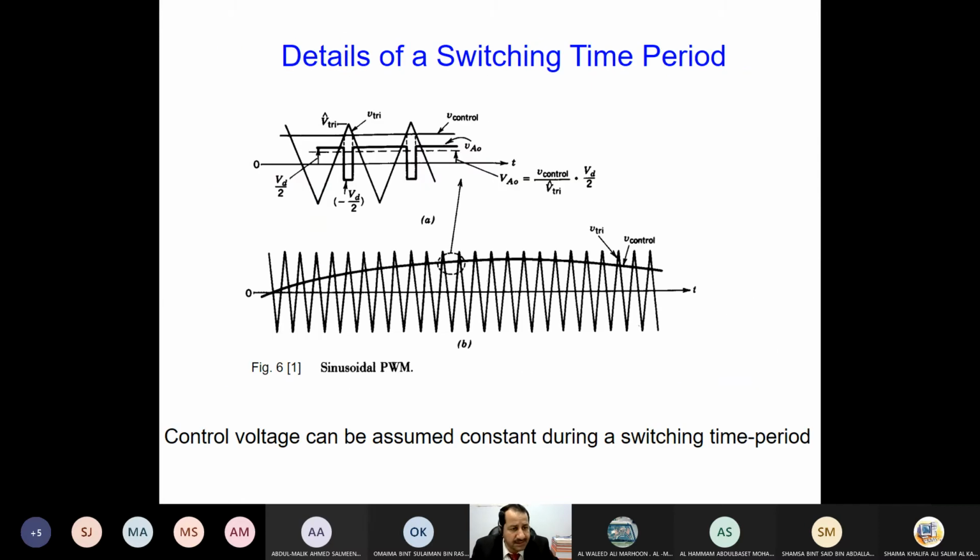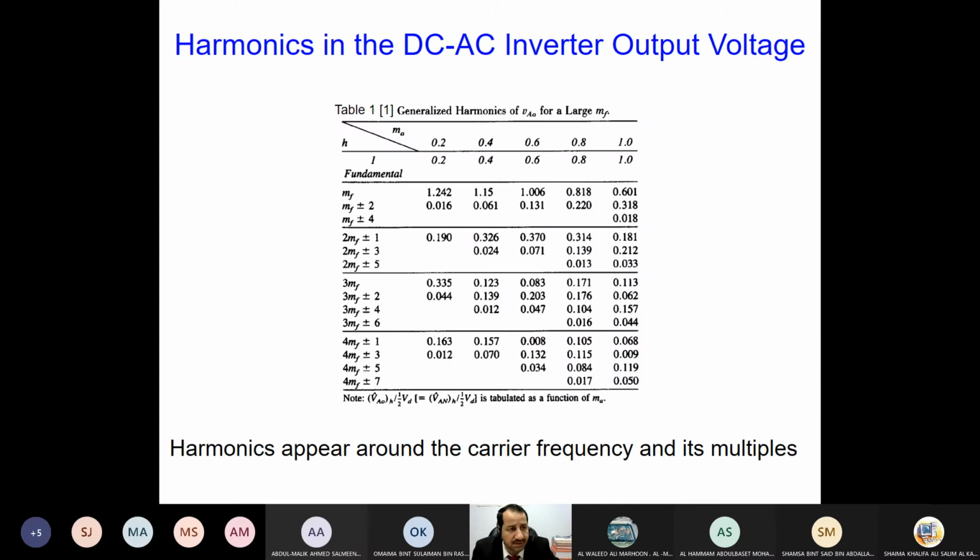Now, this is the control signal, as you can see here, and this is the triangle. If I zoom into this part, as you can see, this is the control again, and this is the triangle. When the control is higher than the triangle, we have a pulse. When the control is lower than the triangle, we have a negative pulse, and so on. So we get the output.